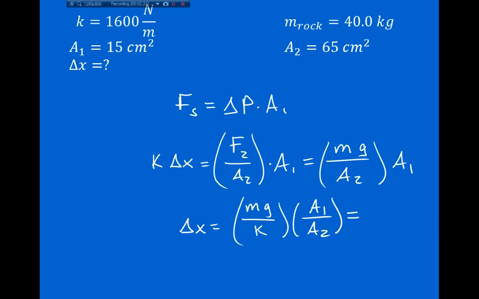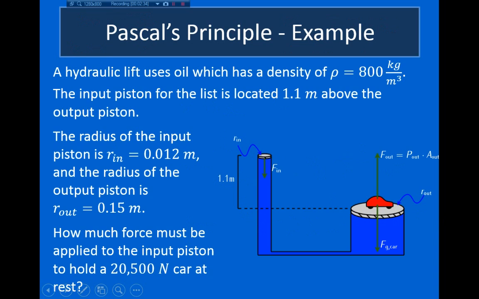And if we plug all these numbers into a calculator, we'll see that the spring is going to be compressed by 5.7 times 10 to the minus 2 meters, or 5.7 centimeters. Now let's go ahead and look at one more example.